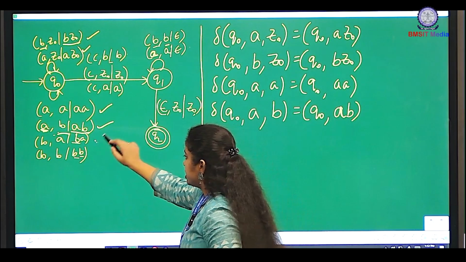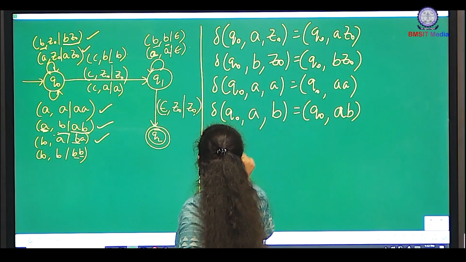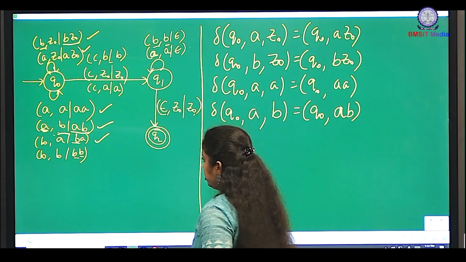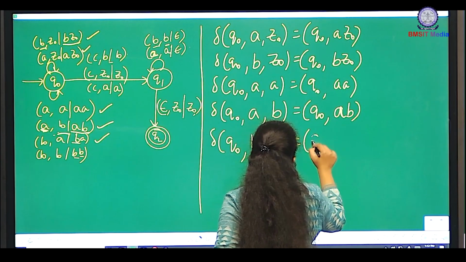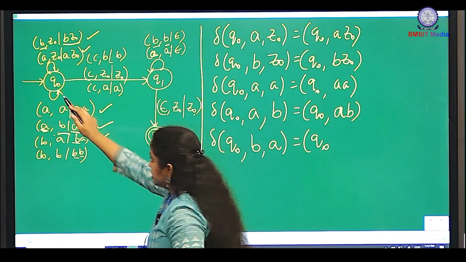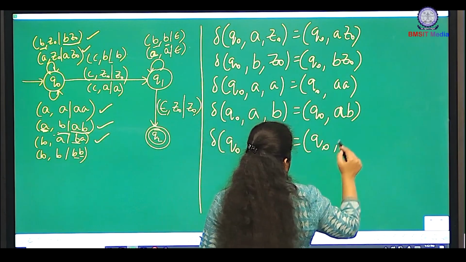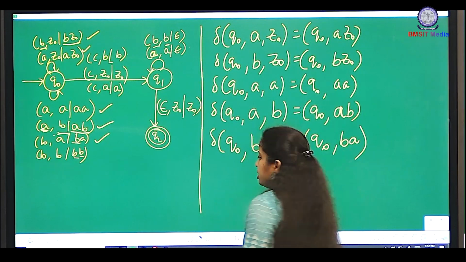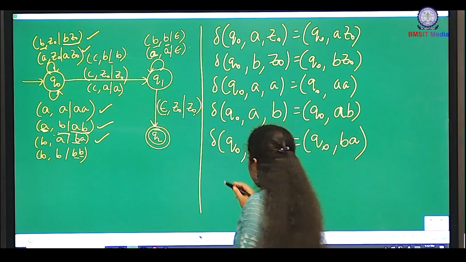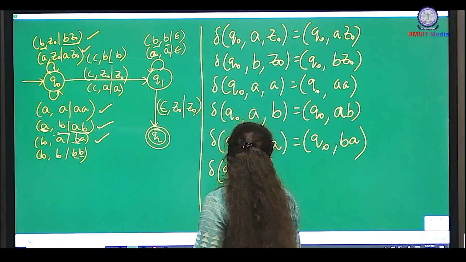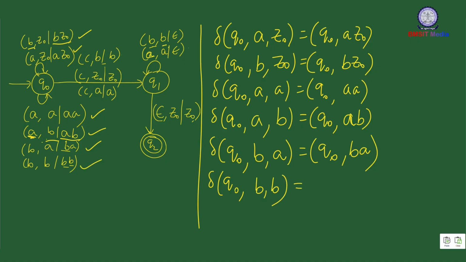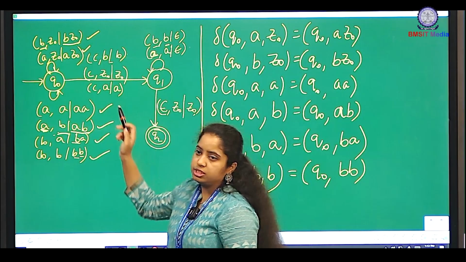Next, for this transition, delta Q0 is the state, B is the input symbol, A is the stack, Q0 is the next state, so you stay in the same state, BA, you will just push everything to the stack. Delta Q0, B, B for this transition.